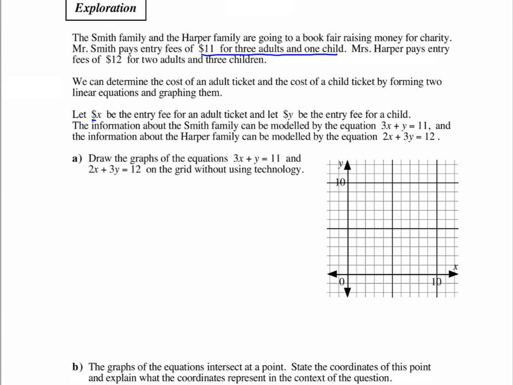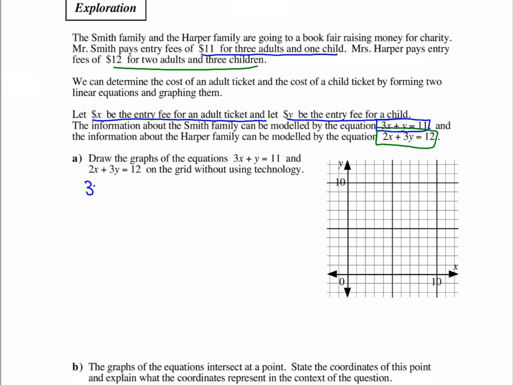And since x was the price of an adult, y was the price of a child, we got this first equation in the system: 3x plus y equals 11. And then they go on to tell us that 2 adults and 3 children were $12. So 2x plus 3y equals 12.